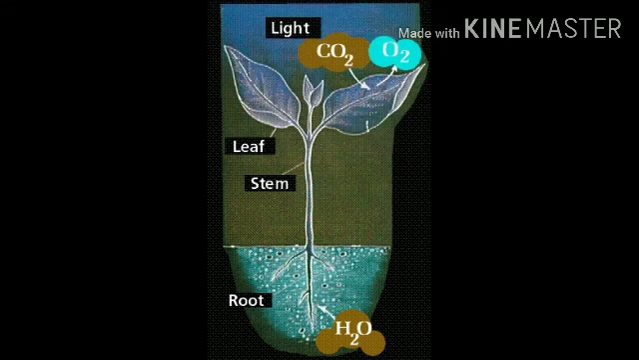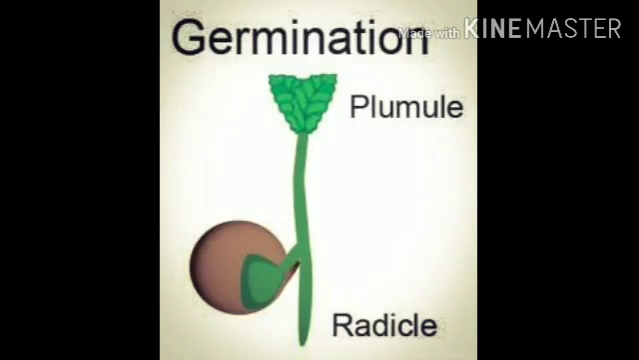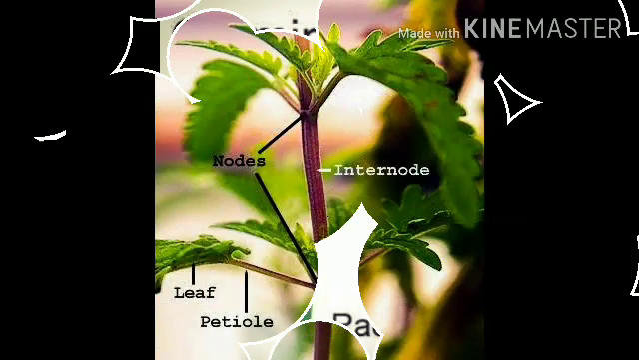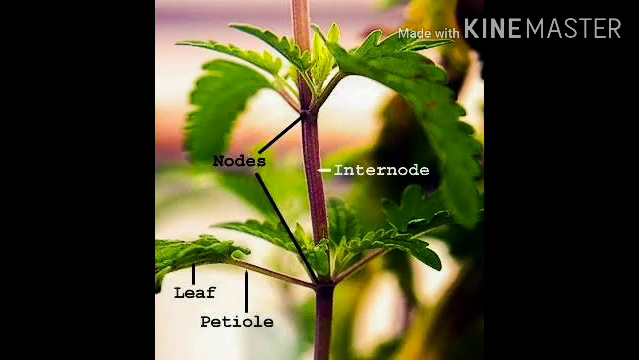The next part that we are going to study is stem. Stem develops from the plumule of the seed. Stem is an elongated structure or ascending part of the plant that bears branches, leaves, flowers, fruits, etc. When the stem is young, it is green in color, but as it becomes older and older, its color changes into dark brown.